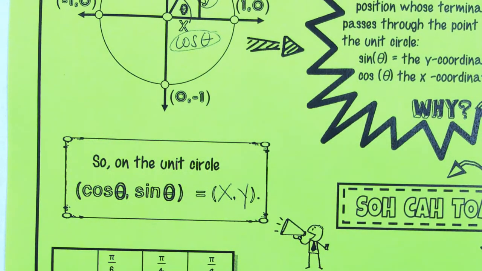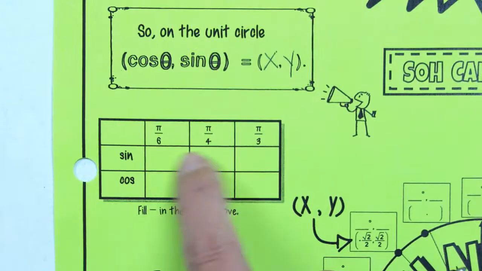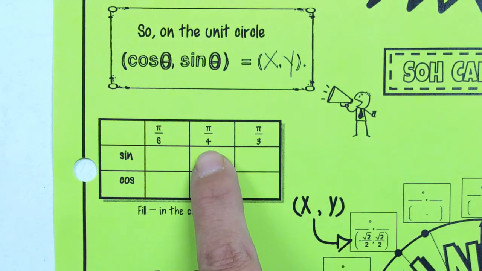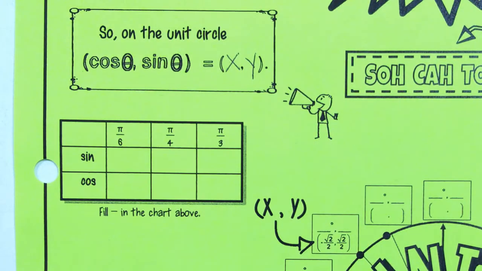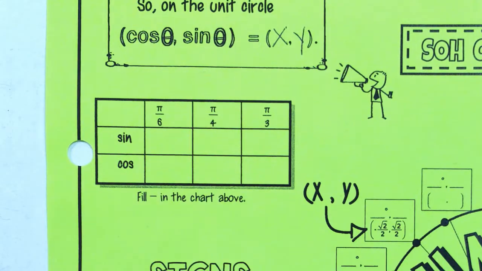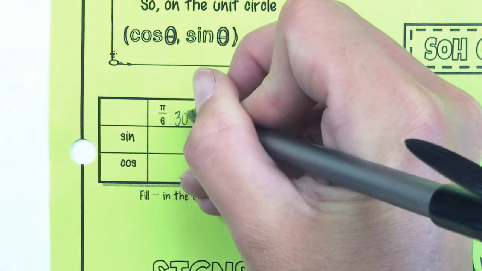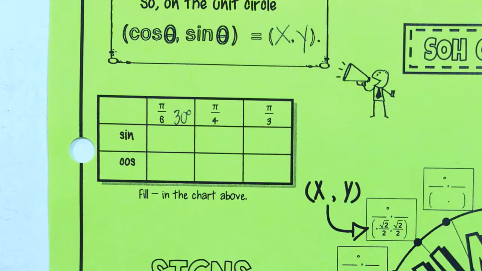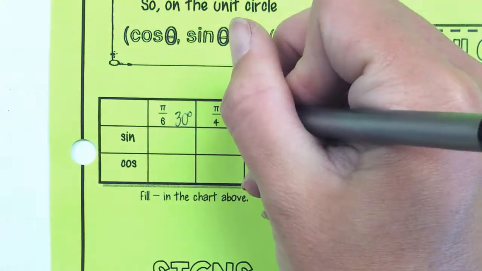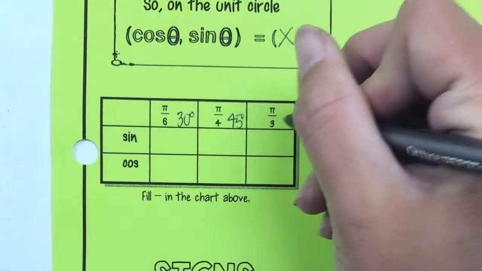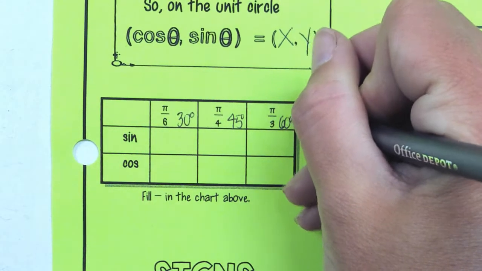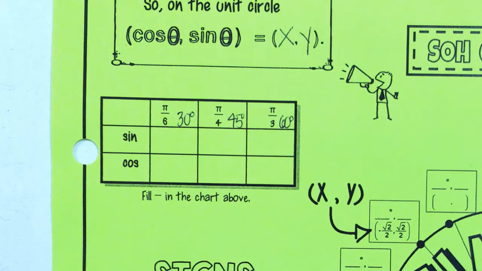Alright, so the first thing we're going to do is use the hand trick to kind of review how we find these angles, okay? First of all, what is pi over 6? How do we find that? Tell me what 180 divided by 6 would give us. 30? So write 30 degrees. Pi over 4 would give us, what? 45. And what would pi over 3 be? 60. So we're going to review just by doing the hand trick for sine and cosine.